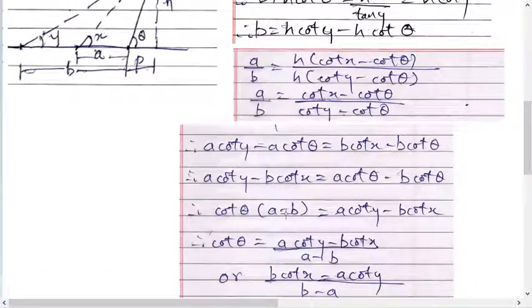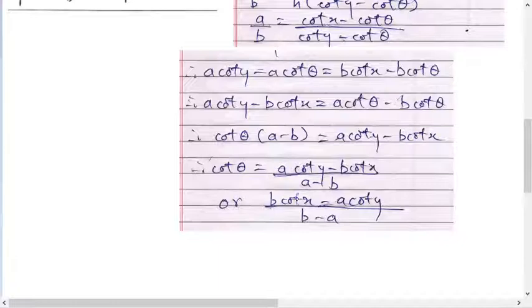So cot theta into a minus b equals this one, a cot y minus b cot x, right? Therefore cot theta equals, a minus b comes below, a cot y minus b cot x upon a minus b. That is the required answer, or check what is given in the exam, the options, or you can write it b cot x minus a cot y upon b minus a, one and the same. Or if it's given in the exam in terms of sin cos, then convert this to sin cos. But generally this much is kept as the answer in the exams.